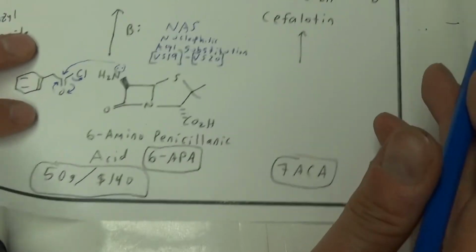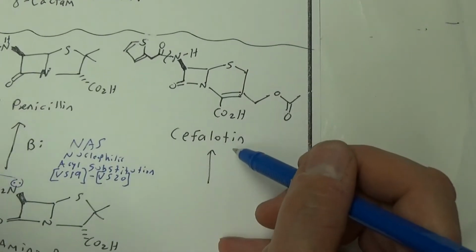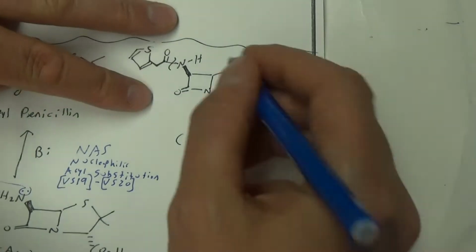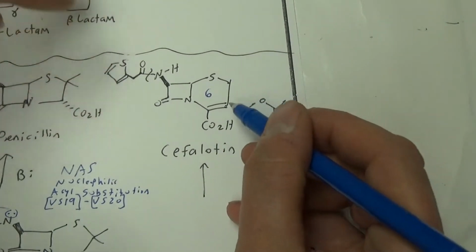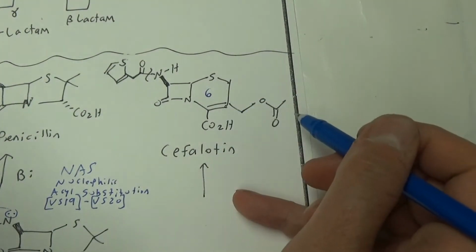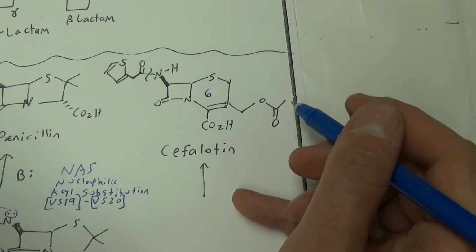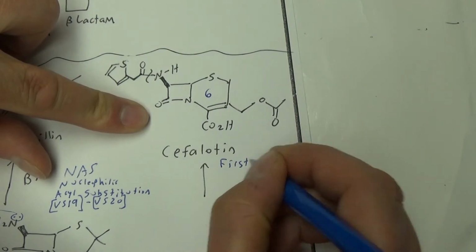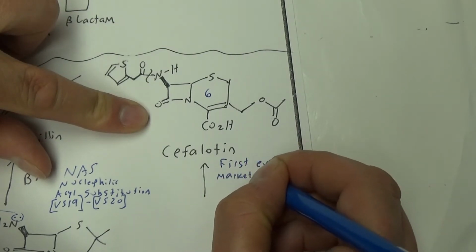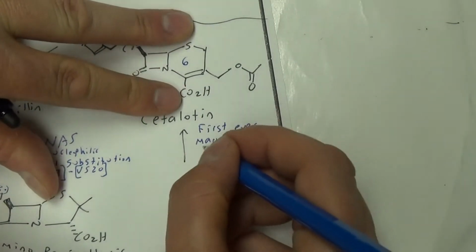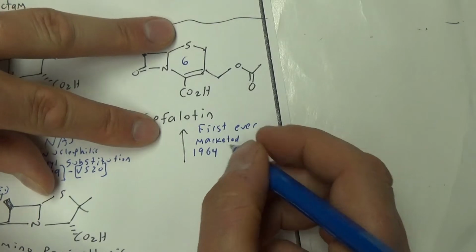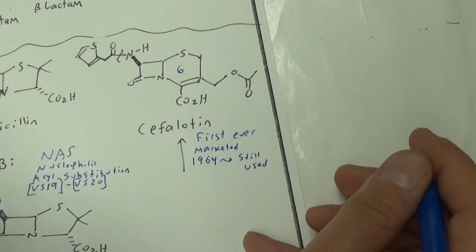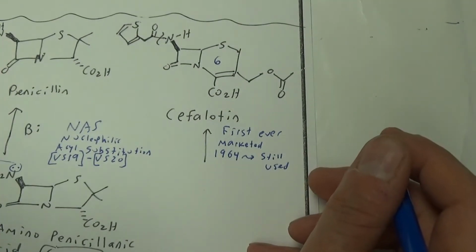Then we started talking about cephalosporin. This is a cephalosporin antibiotic, and you know that from the 6-membered ring here, and the alkene, the double bond. There's this acetate over here also. This was actually the first cephalosporin ever marketed, I think in 1964, and it's still used today. There's a lot of other fancy cephalosporins also, and we'll show a couple more of them.